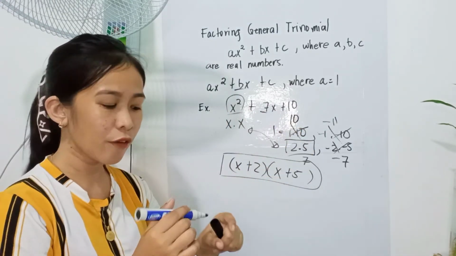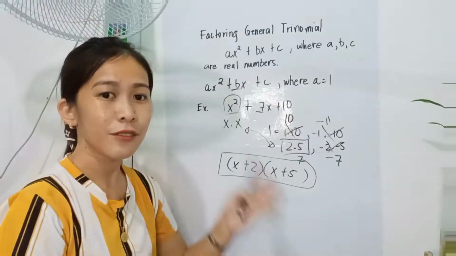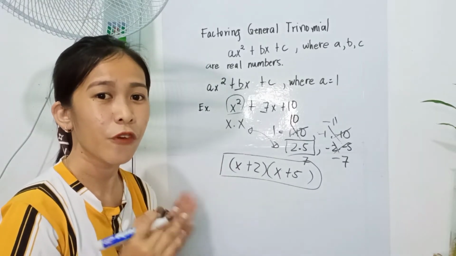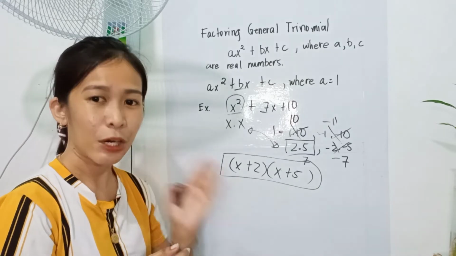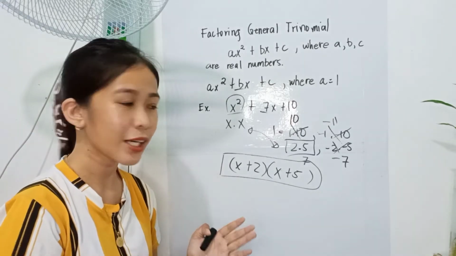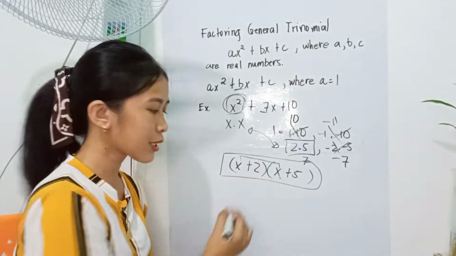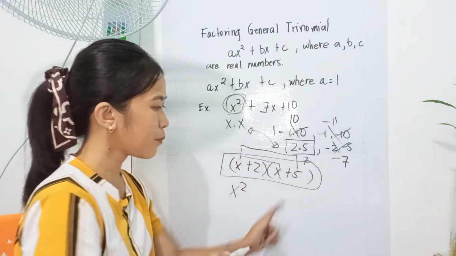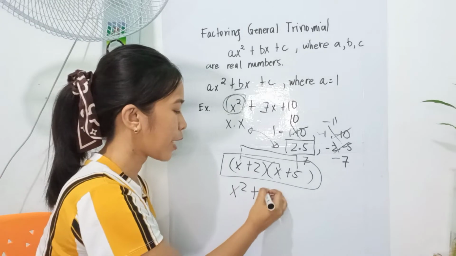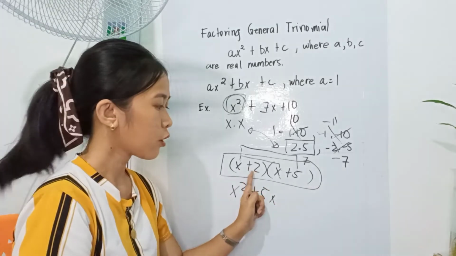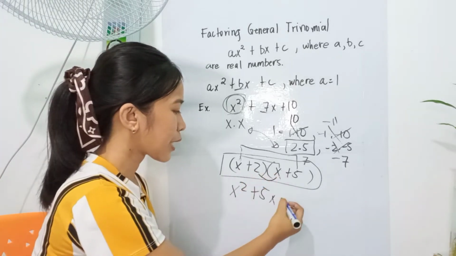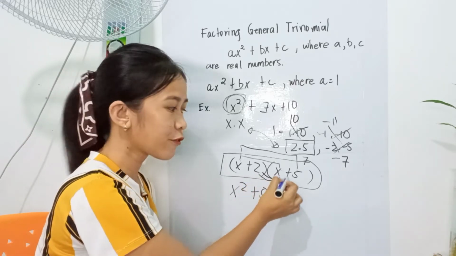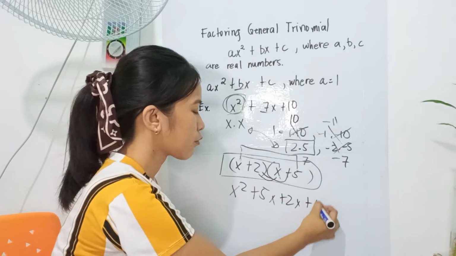Okay? So, how are we going to check if this factor is correct? Kung tama ba nakuha natin? Pwede tayong gumamit ng FOIL method or the first, outer, inner, and last. Okay? We have first x times x, that is x squared. Outer, x tsaka 5. 5 times x is 5x. Inner, 2 and x. 2 times x equal to 2x. Then our last is 2 and 5. 2 times 5 is equal to 10.